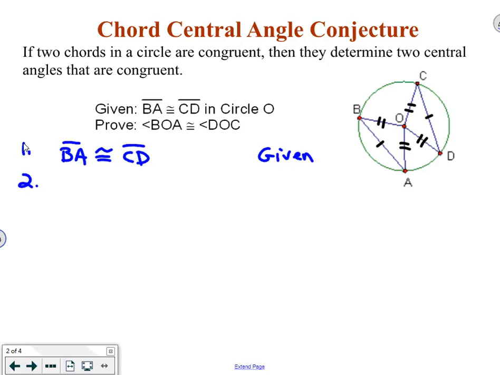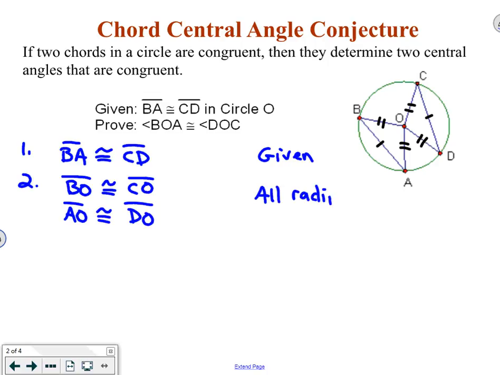Step 2, we're going to state the radii that are congruent to one another. Now, of course, all radii in a circle are congruent, but we have to match up corresponding sides of the triangles that we're eventually going to show are congruent. So let's say that segment BO is congruent to segment CO, and segment AO is congruent to segment DO. All radii of a circle are congruent.